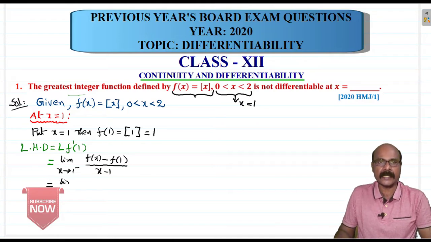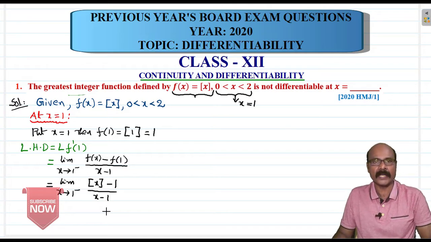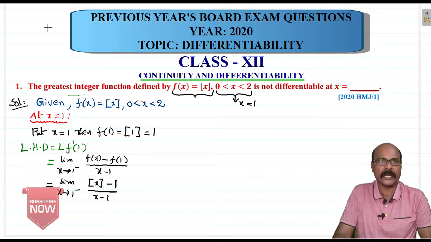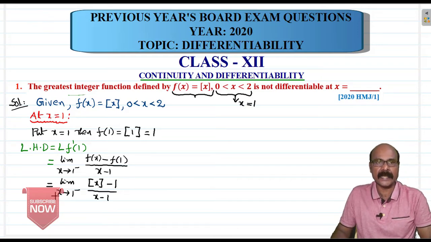So limit x tends to 1 minus, what is the f of x function? The f of x function is the greatest integer function, that is step x, minus what is f of 1? The f of 1 value is 1, by x minus 1. Now what is the step x value? Before identifying the step x value, what is the x value here? Here x value is tending to 1 minus.